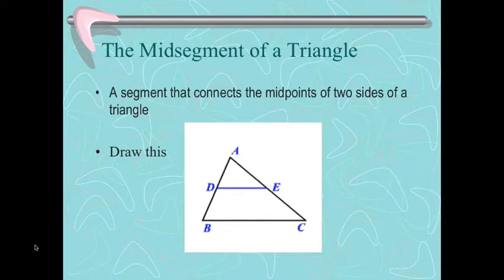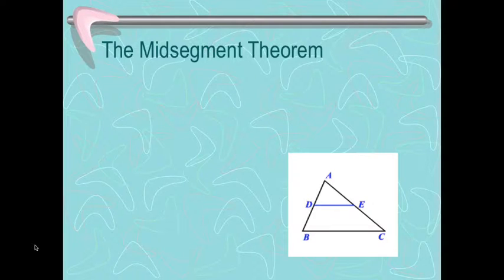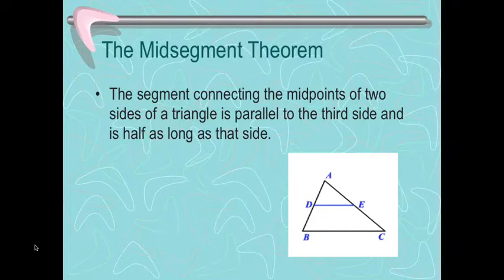So you drew that already, and I gave you some time to draw it in your notebook. Now, here's the theorem. I think this is so cool. Just by connecting the midpoints of two sides, this is the relationship. The segment connecting the midpoints of two sides, which is the midsegment, by the way, of a triangle is parallel to the third side.